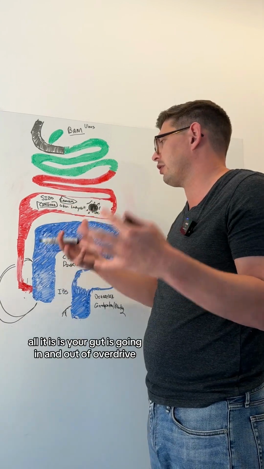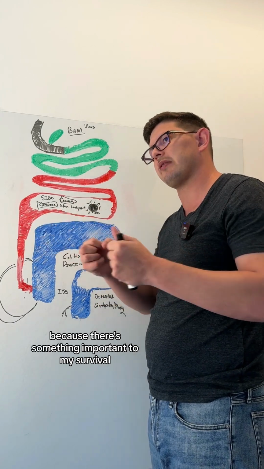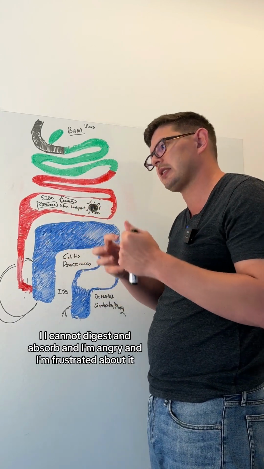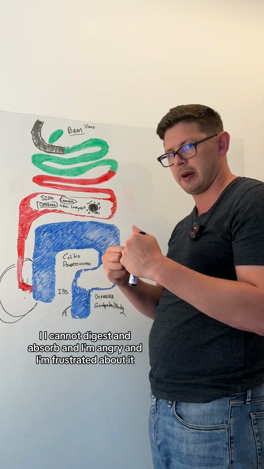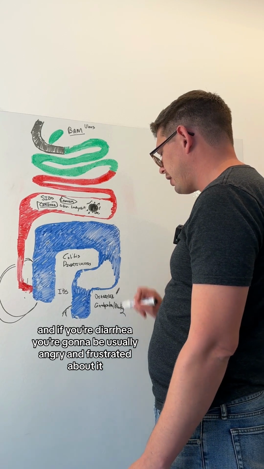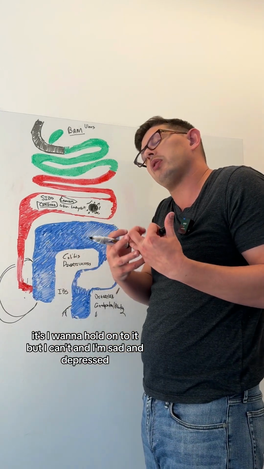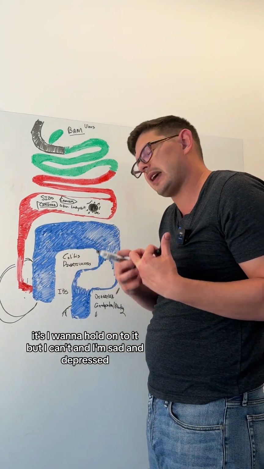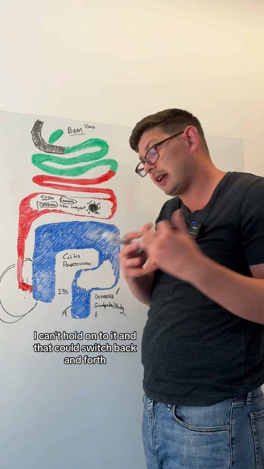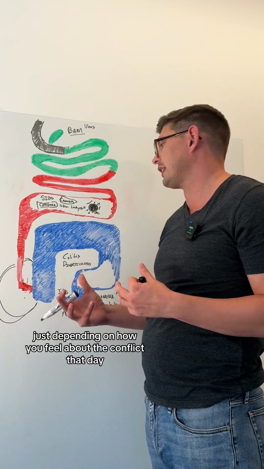All it is, your gut is going in and out of overdrive because there's something important to my survival I cannot digest and absorb. I'm angry and I'm frustrated about it. And if you have diarrhea, you're going to be usually angry and frustrated about it. But if you're constipated, it's, I want to hold on to it, but I can't, and I'm sad and depressed. I can't hold on to it. And that could switch back and forth, just depending on how you feel about the conflict that day.